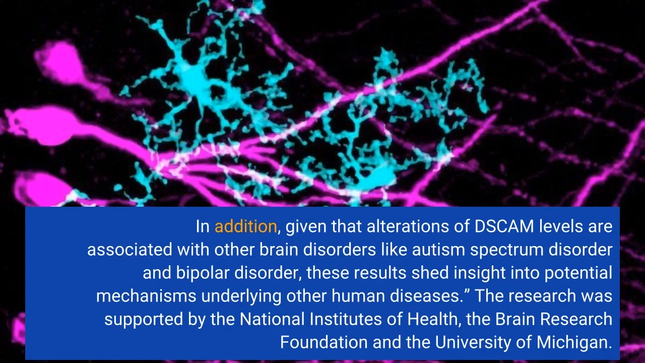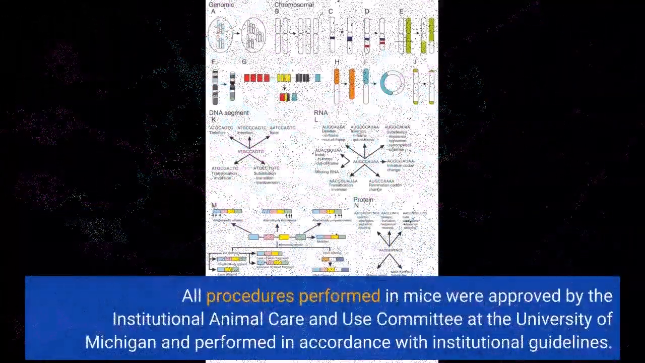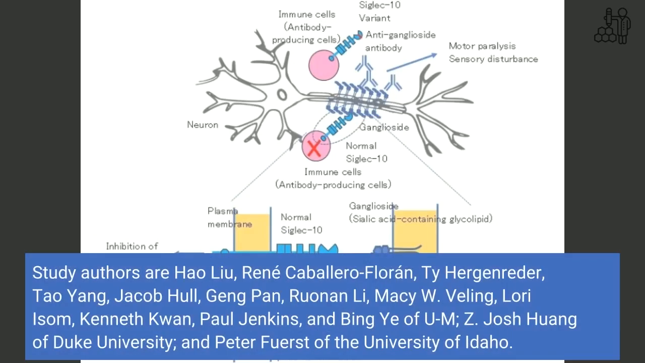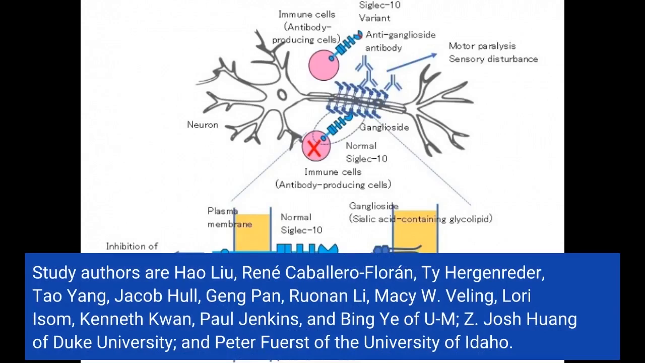The research was supported by the National Institutes of Health. All procedures performed in mice were approved by the Institutional Animal Care and Use Committee at the University of Michigan, and performed in accordance with institutional guidelines. Study authors are Hao Liu, René Caballero-Florin, Tai Hergen Reeder, Tao Yang, Jacob Hull, Gang Pan, Runan Li, Macy W. Velaing, Lori Isom, Kenneth Kwan, Paul Jenkins, and Bing Yi of UM, Josh Huang of Duke University, and Peter First of the University of Idaho.